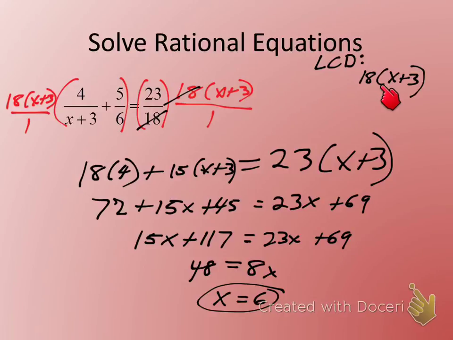You figure out what the LCD is from your denominators. Then you multiply all 3 terms by the denominators, canceling out what you can. So like the 18's canceled out here, the x plus 3's canceled out here, leaving you with 18 and the 4. 6 went into this 18 3 times, times this 5 to give you the 15, times the x plus 3. After that, it's just solving an equation.